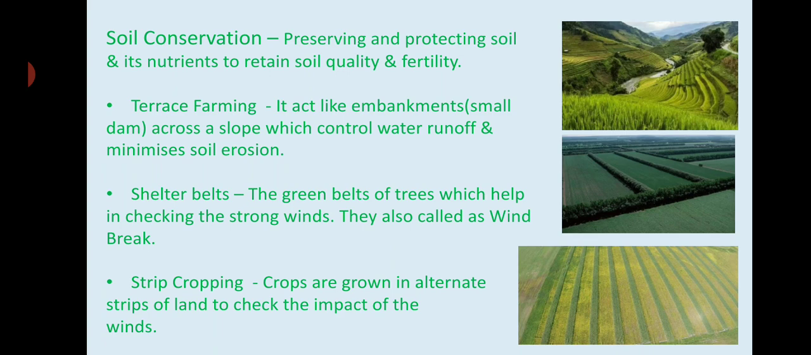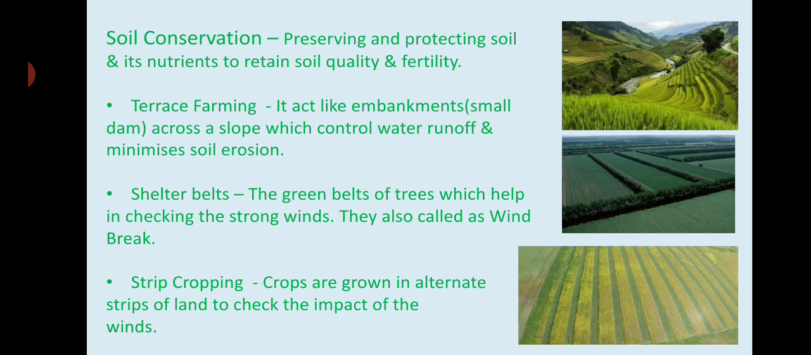Then comes the shelter belts. See the middle picture. Yes, the green belts of trees help in checking the strong winds, especially near the arid land or the desert land, and they actually control the movement of the loose soil particles or the sand from one area to another.